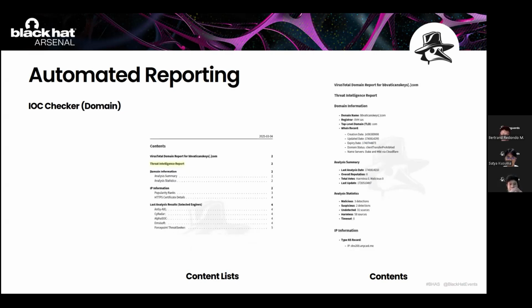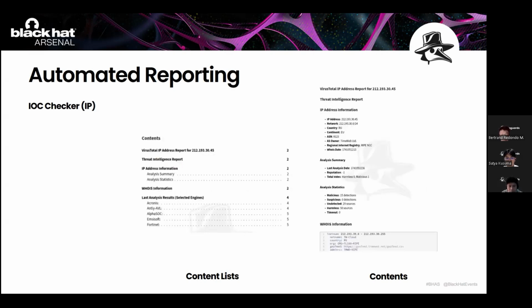The third one is for the domain parameter input, which consists of the threat intelligence report, domain information, IP information, and last analysis results for the content list inside this report. The content itself consists of detailed information about the domain and the analysis results, and also for the IP. The domain information includes domain name, registrar, TLD, WHOIS record, and the analysis summary from Virus Total for the domain. And there are also several details related to the analysis statistics, IP information, and last analysis results inside this report. Next.